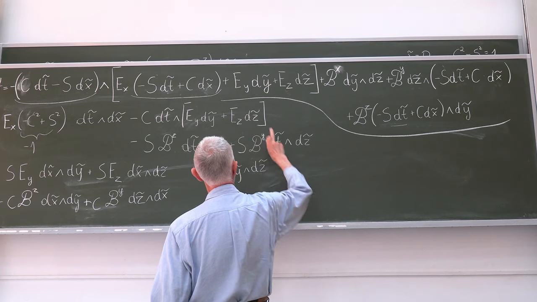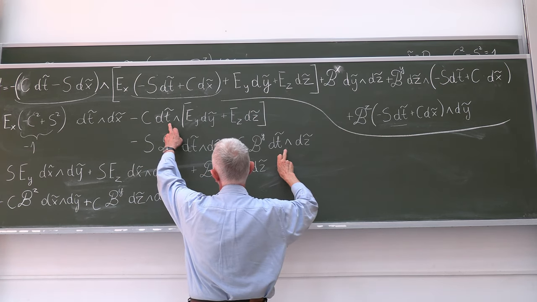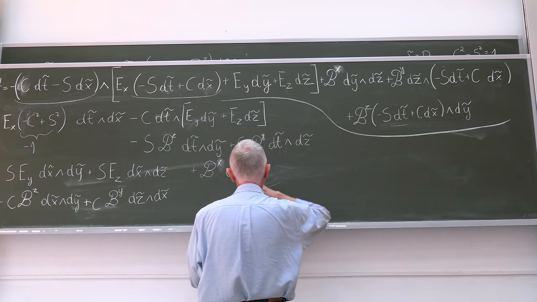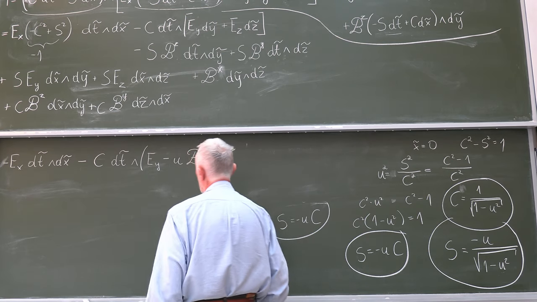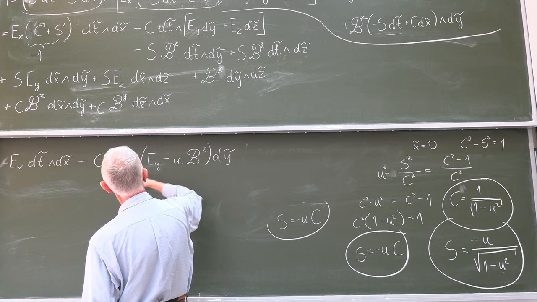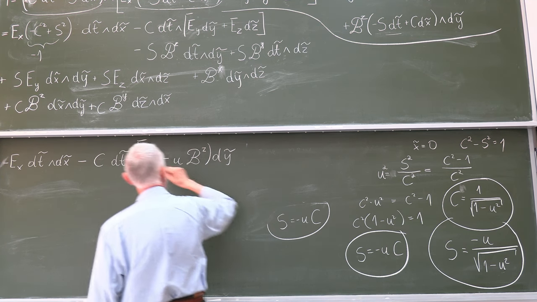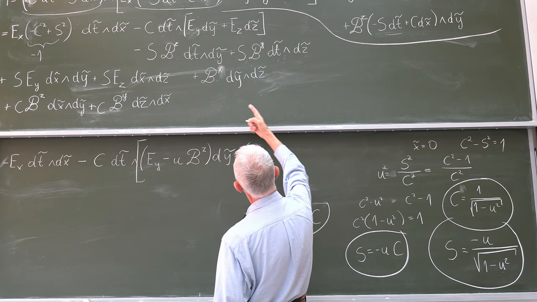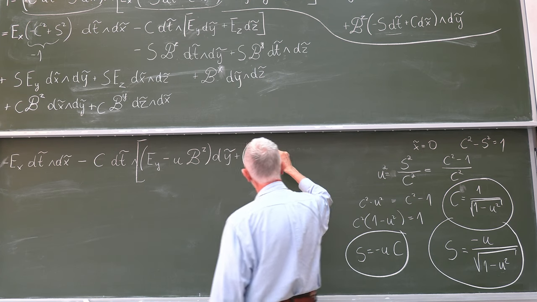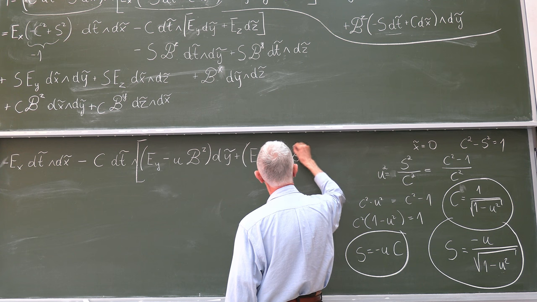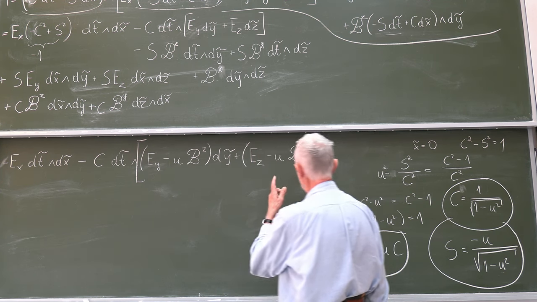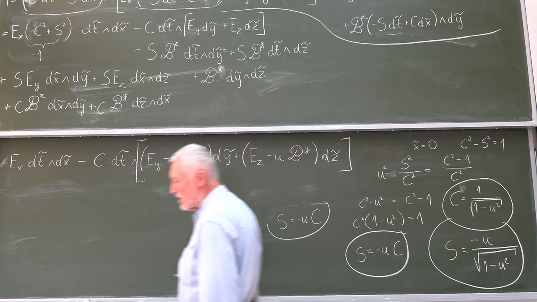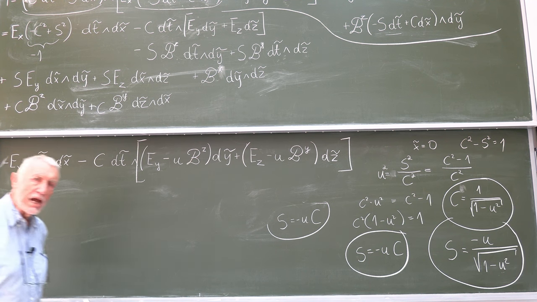And the same way I will add this and that, because they contain dt dz. Again, instead of s, I put minus c u, therefore, again, c will go outside, and here I will obtain E Z minus u B Y. Okay, dz. And that's all as far as the electric field is concerned.